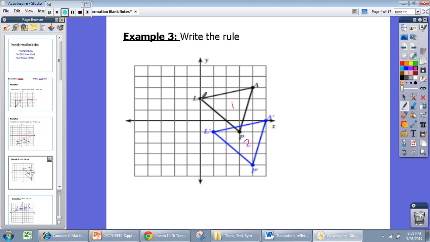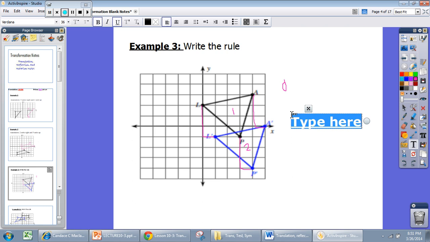We're going down 1, 2, 3, and to the right 1. Let's just make sure that works for all of them. Down 1, 2, 3, to the right 1, and down 1, 2, 3, to the right 1. Alright, so then all you have to do is write, oh, and I'm actually going to use the text here. Down 3, right 1. That's better.